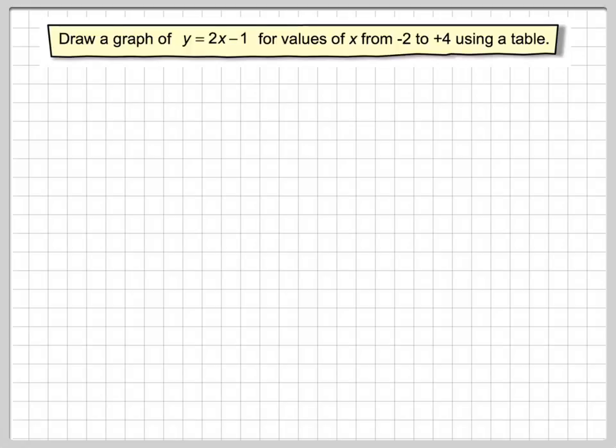So the question is, draw a graph of y is equal to 2x minus 1 for values of x from minus 2 to plus 4 using a table. So we need to make a table for y is equal to 2x minus 1. Now the two terms in this straight line, there's 2x and there's minus 1, and you best treat them separately.